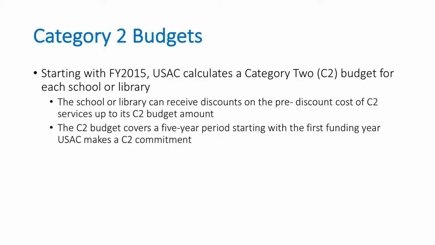So Category 2 budgets. Starting in funding year 2015, USAC calculates a Category 2 budget for each school or library. The library or school can receive discounts on the pre-discount cost of Category 2 services up to their Category 2 budget. And I'll get into how you calculate your Category 2 budget. The budget you receive is for a 5-year period from the date you receive it. So you have to factor in what you need and understand that that is for 5 years from that point. There are also adjustments you can make throughout the year, and I'll get into more detail on that as well.